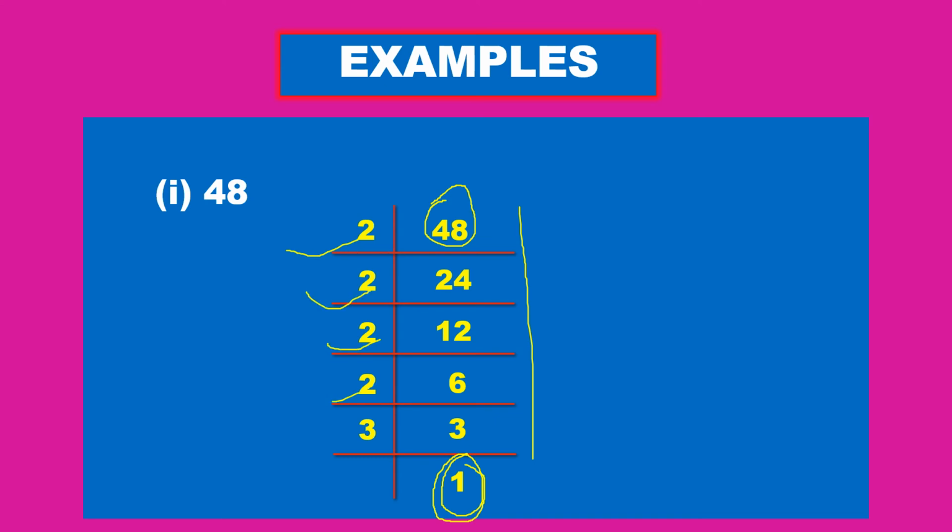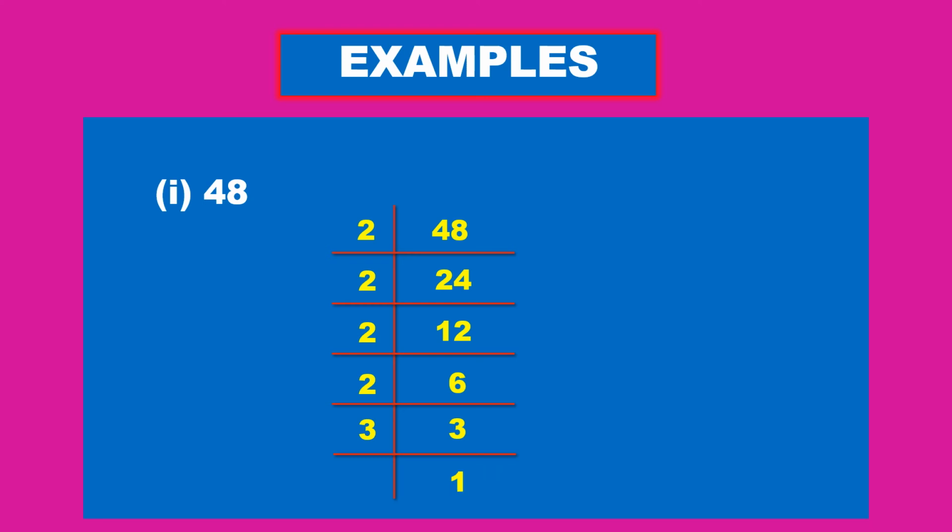See, if you see properly, all these are prime numbers, right? 2 is a prime number and 3 is also a prime number. Okay, so the factors of 48, if all the factors are prime numbers, then this procedure is called prime factorization. Okay, you should continue this method until you get the quotient as 1.